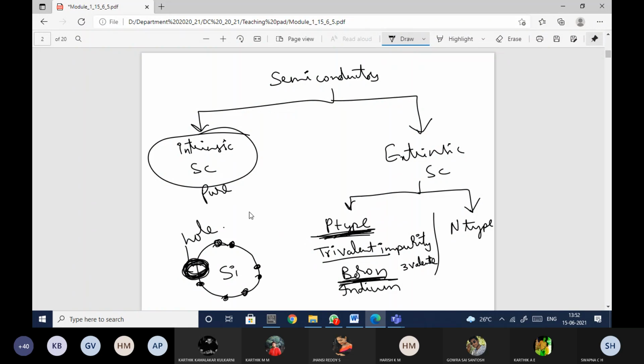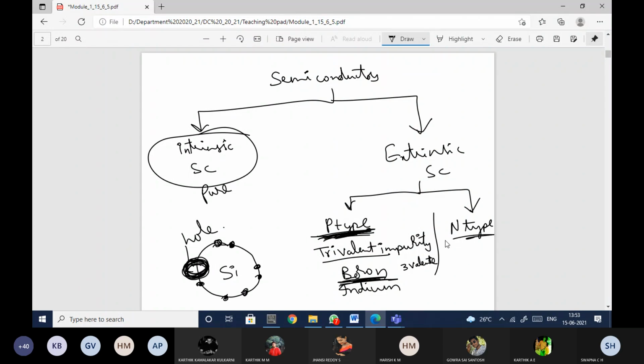P indicates positive. You can assume that these holes are considered to be positively charged. So this p-type semiconductor material has more number of holes. This is a p-type semiconductor material.